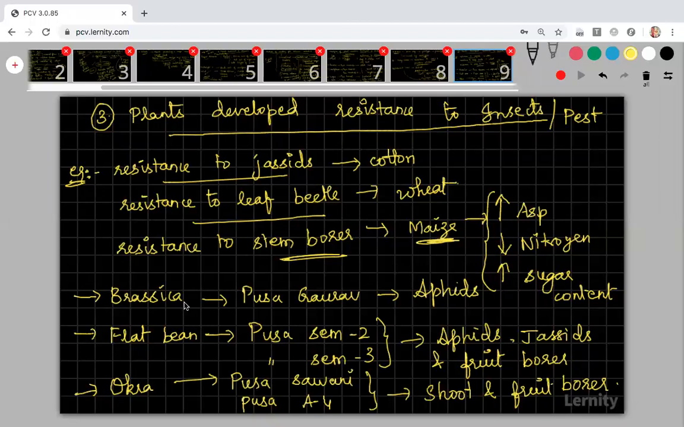Okay. So this Brassica variety, Pusa Gaurav, is a resistant variety against aphids. The flat bean varieties called Pusa Sem 2 and Sem 3 are resistant against aphids, jassids and fruit borer disease. And the okra, bhindi varieties, Pusa Sawani and Pusa A4, are resistant against shoot and fruit borer diseases. Okay.